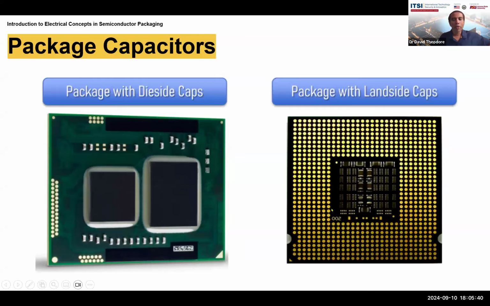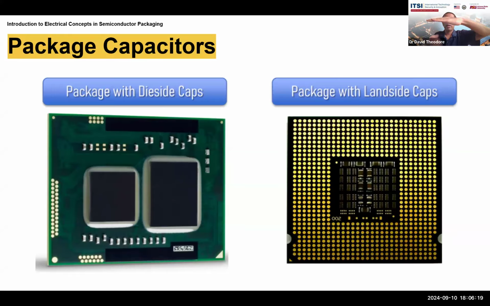Okay, so previously we looked at cross sections. Now we are looking at top-down views. Looking at the top-down, here's a package with die-side capacitors. This is the die, and this whole thing is the package. Here is one die, here's another die. These little white blobs, some of these blobs are actual capacitors that are placed on top of the package, or on the package board, and they are die-side capacitors. So these capacitors are on the board on the side of the die.